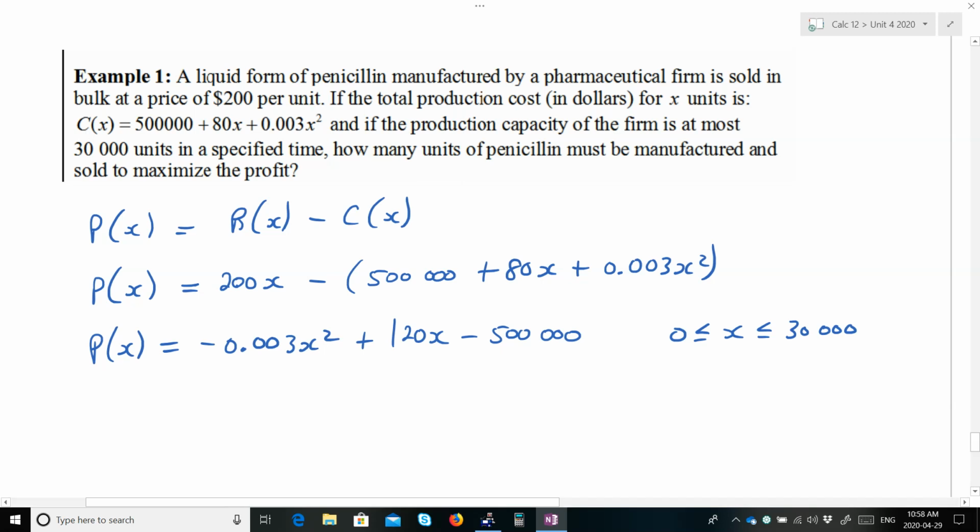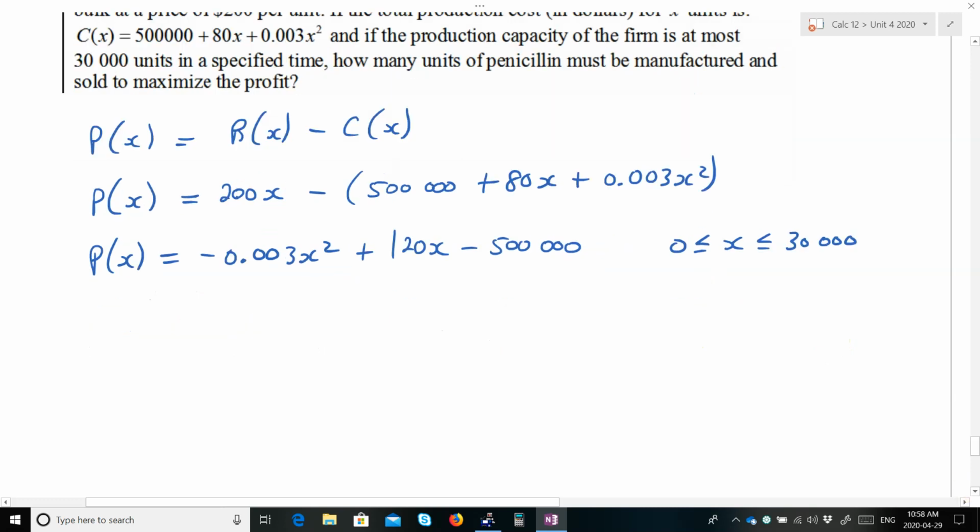Okay, and so how many units of penicillin must be manufactured and sold to maximize the profit? Are we going to maximize our profit if we sell 0? Are we going to maximize profit if we sell all 30,000 or somewhere in between? So these are the endpoints. We need to find the critical points of this function, so find the derivative. Find where the derivative equals 0.